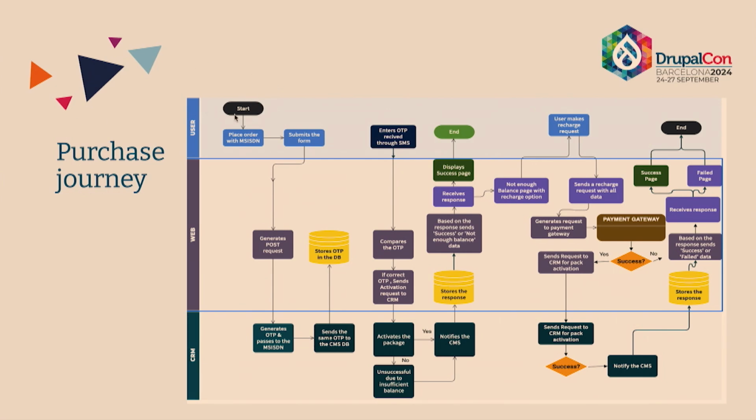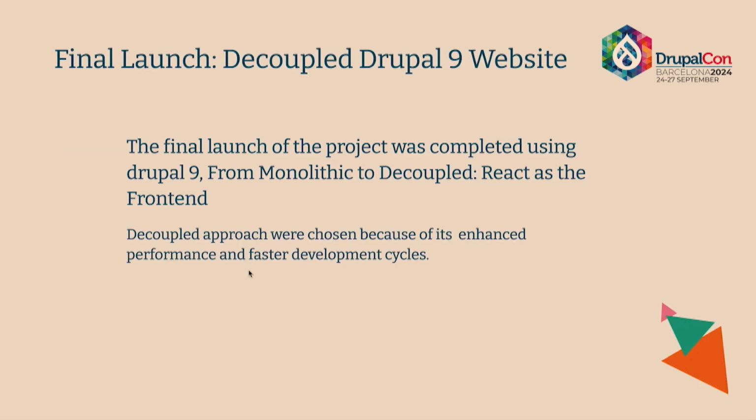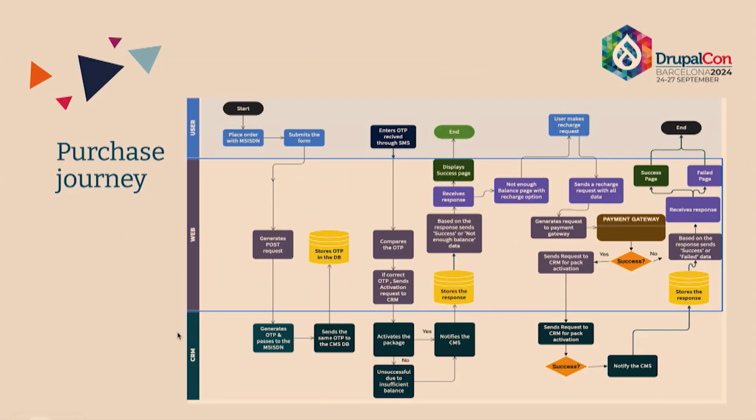So it starts when the user enters the MSISDN through the front end. The MSISDN is collected by the web application, and a POST request is generated to generate the OTP, and the request is sent to the CRM. The CRM is the third-party API which is responsible for generating the OTP and activating purchase requests, activating packages. After generating the OTP, it is sent back to the web application. The web application then stores the OTP in the database. Another OTP is sent from the CRM to the user's mobile phone.